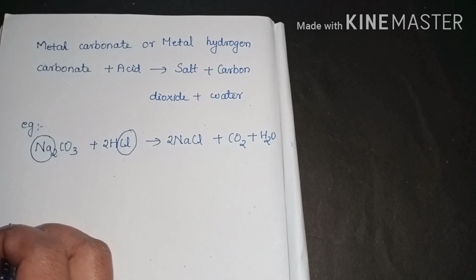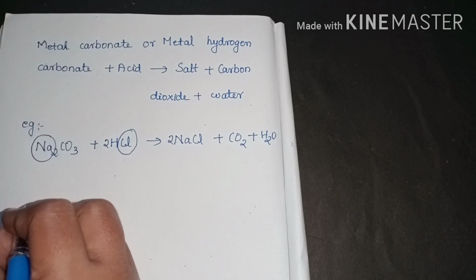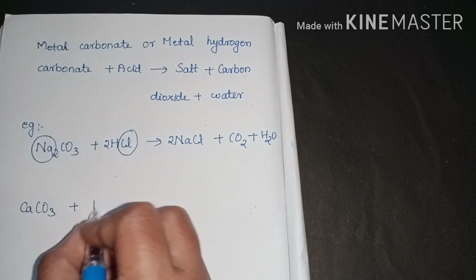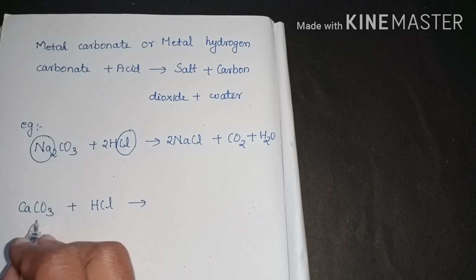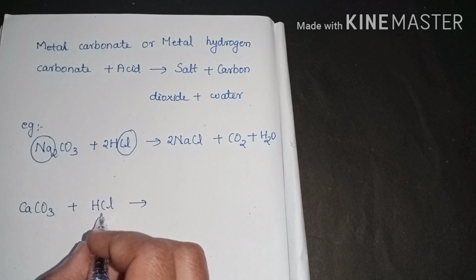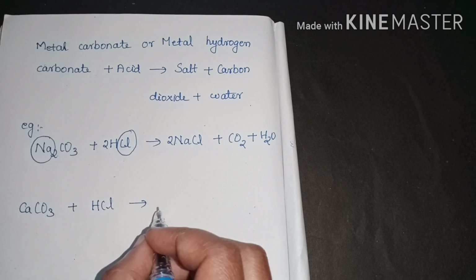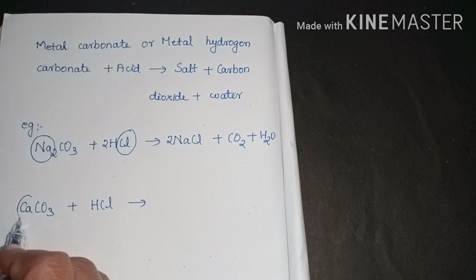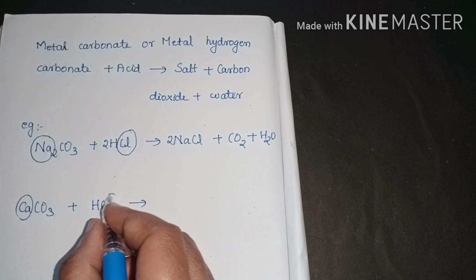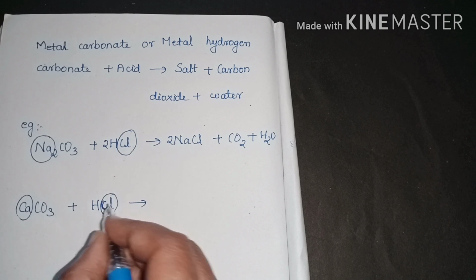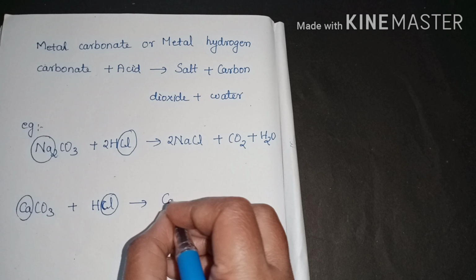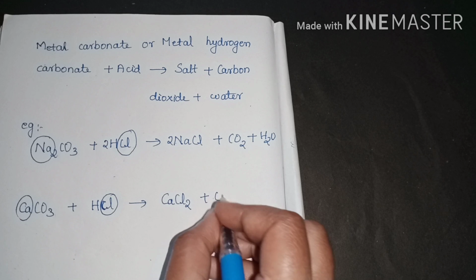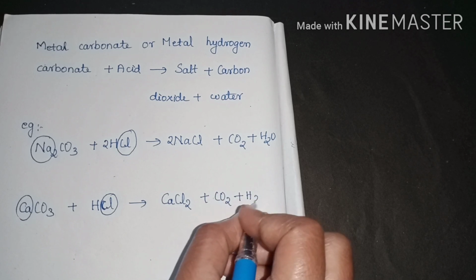Next example, the reaction of calcium carbonate, that is CaCO3 plus HCl. Calcium carbonate on reaction with the hydrochloric acid, what happens? The salt will form. How can we write the formula of salt? The cation of the carbonate combined with the anion of the acid. So the salt will be CaCl2, and the other products are carbon dioxide and water.